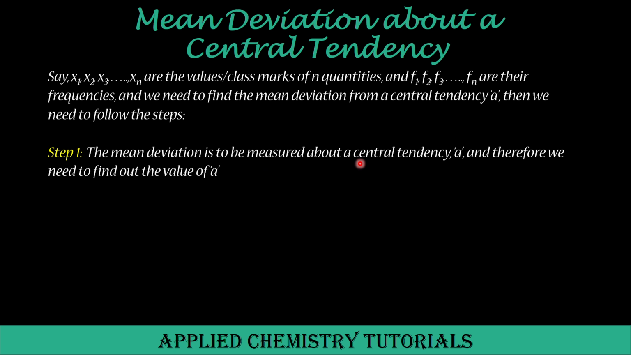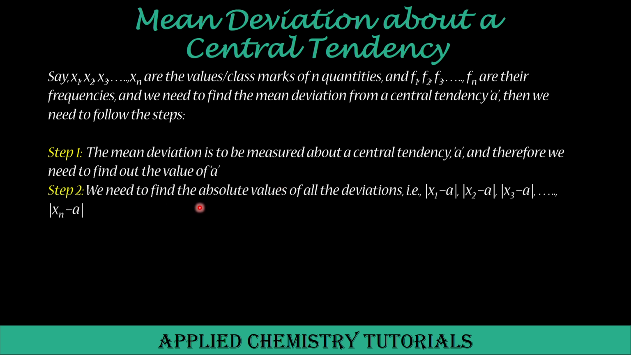So the first thing we need to do is find the value of that central tendency, A. It can be the median, the mode, or the mean. In step 2, we need to find the absolute values of all the deviations, that is, we have x1 and we figure out A, so mod of x1 minus A. Similarly we have mod of x2 minus A, mod of x3 minus A, up to mod of xn minus A.